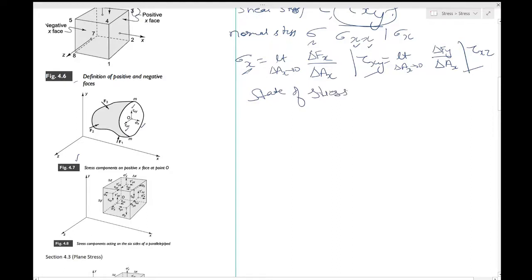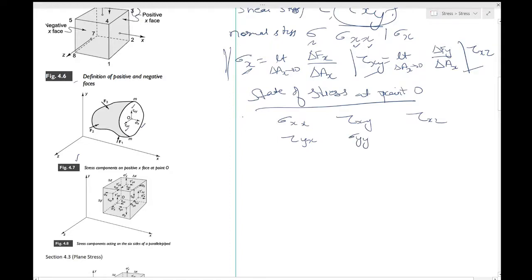Okay, at point O. Okay, and this is analogous to what we have just done over here. This is 4.3. This gives you the sigma xx, tau xy, tau xz, tau yx, sigma y.